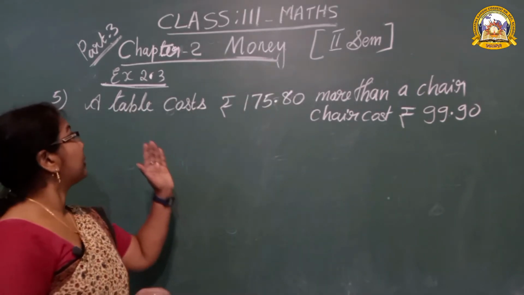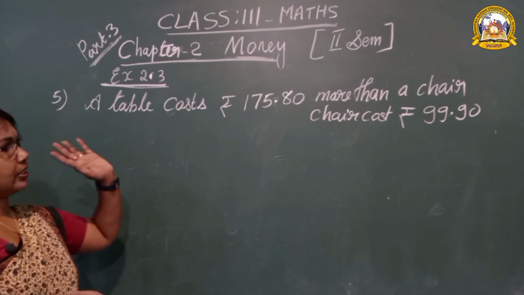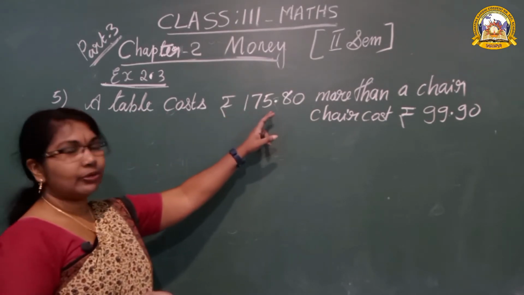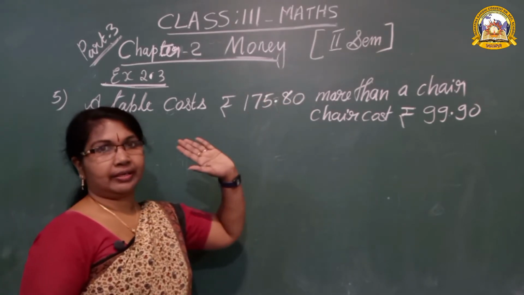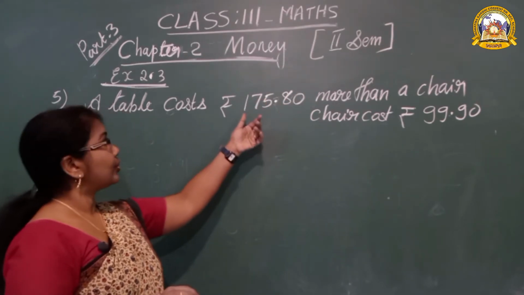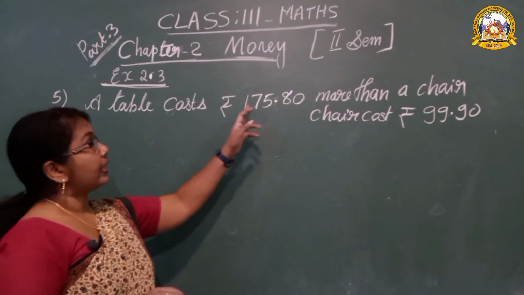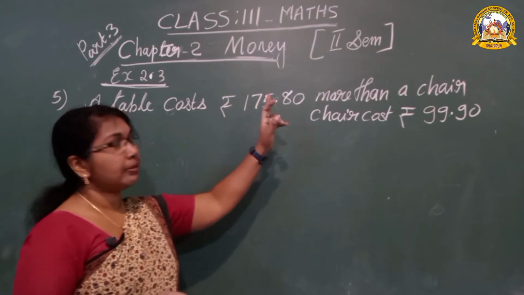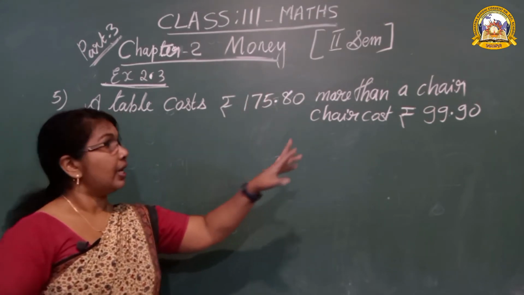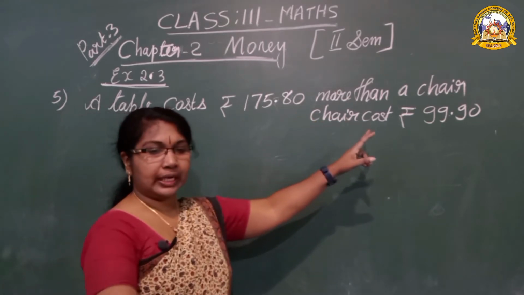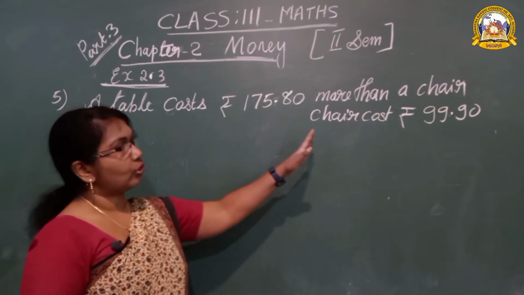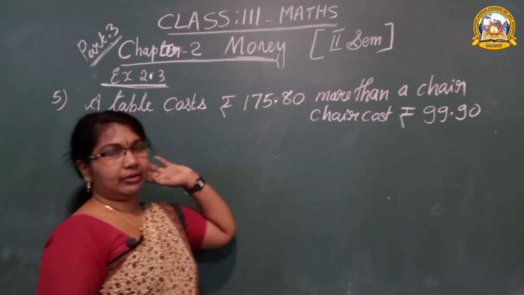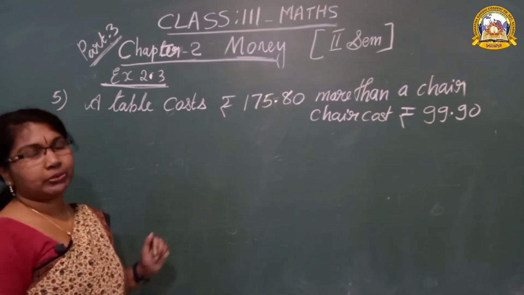I will show you. A table costs rupees 175.80 more than a chair. It is not the cost of the table. The table is 175.80 more than the chair. The chair cost is 99.90. You have to find the cost of the table.